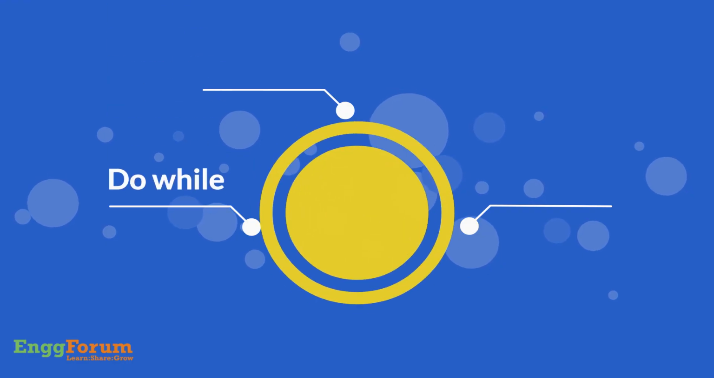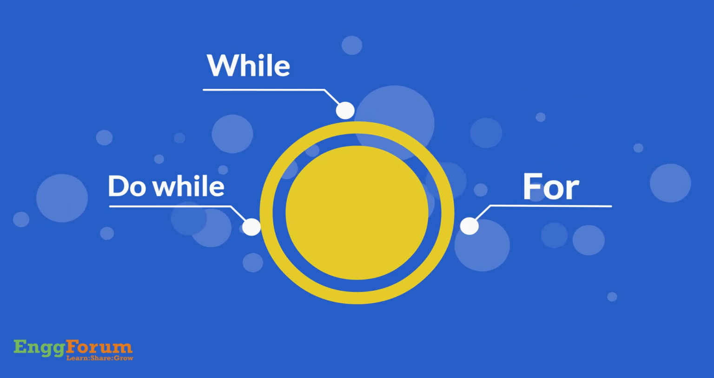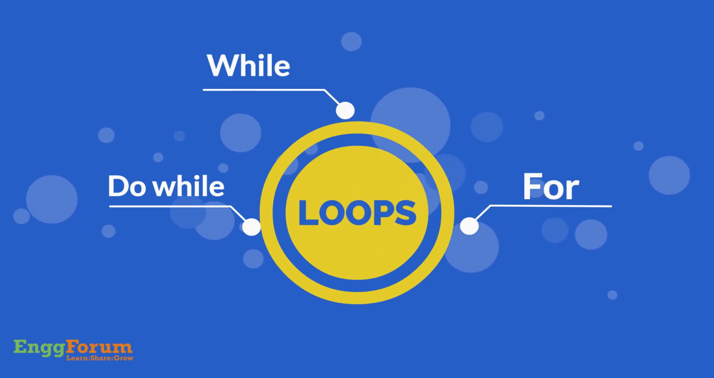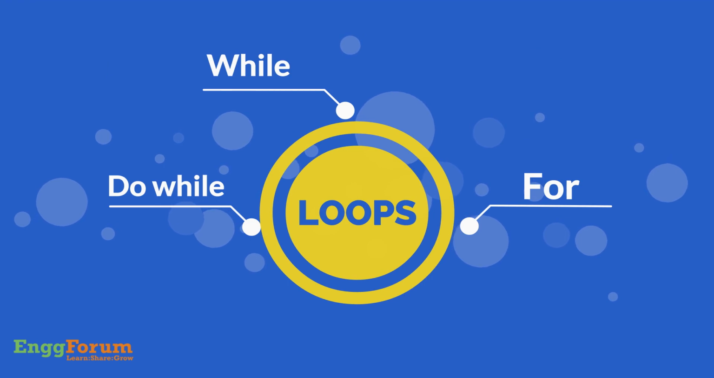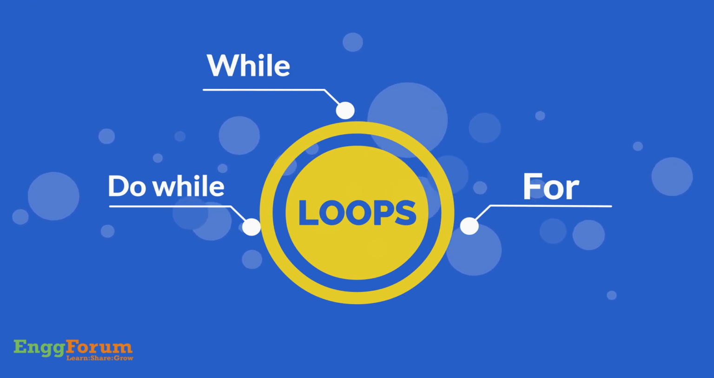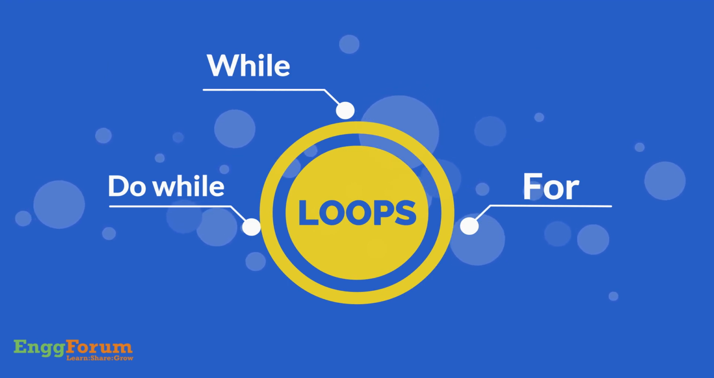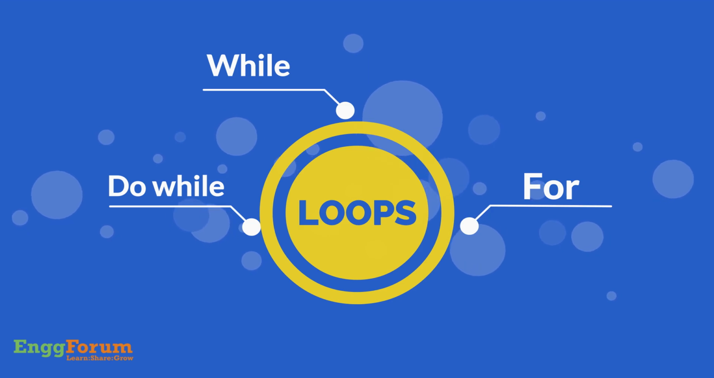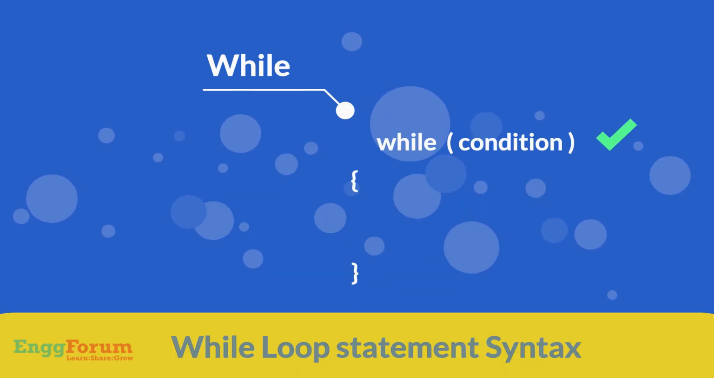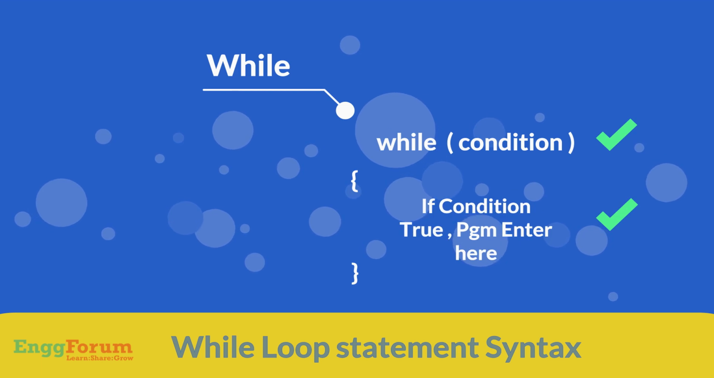In C programming, we have three types of loop statements. All these loop statements are very easy to learn and execute. Loop statements include while loop, DoWhile loop, and for loop. First, let us explore while loop.